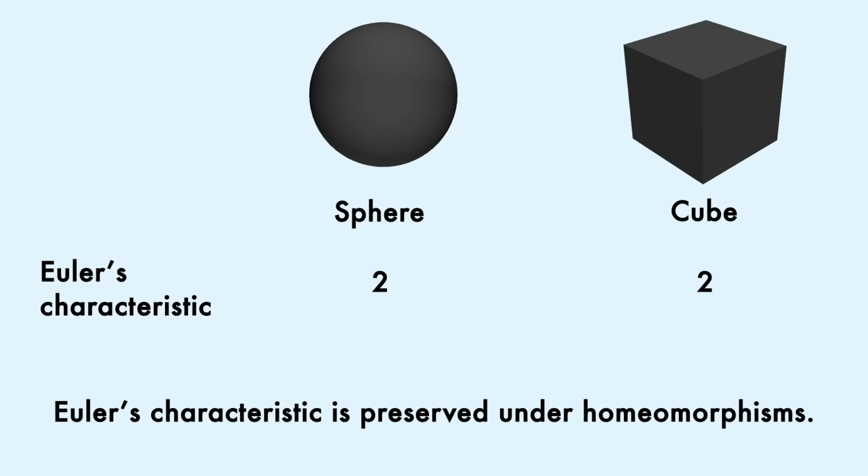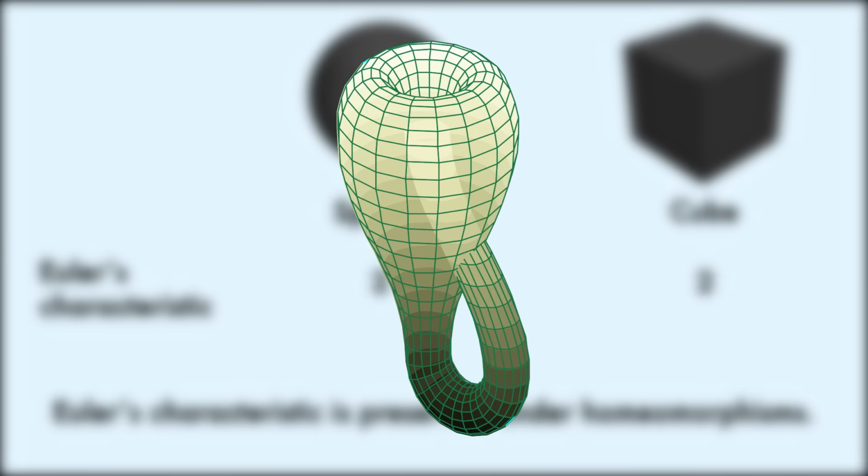But things get even weirder when you realize, for example, that Euler's characteristic for a 4-dimensional Klein bottle is 0, which we're going to get to soon.